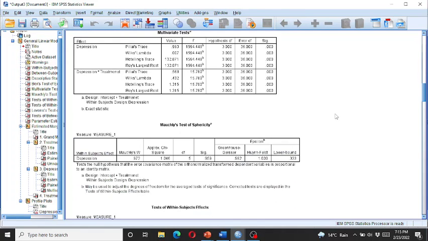You can look at the Mauchly's test of sphericity, which is insignificant, and it should be insignificant, which means that no violation in the sphericity has occurred, and there is actually an equal level of variance in the change in the level of depression with the passage of time.